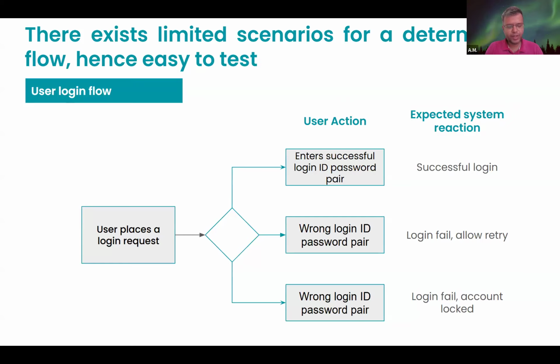In case the user is not entering the right login ID and password pair, you fail the login, and if a certain number of retries are remaining, you allow the user to go through those retries. The third case is when a user enters the wrong login ID and password pair multiple times and has exhausted the number of login attempts he has. We fail the login and we lock the account on a temporary basis.